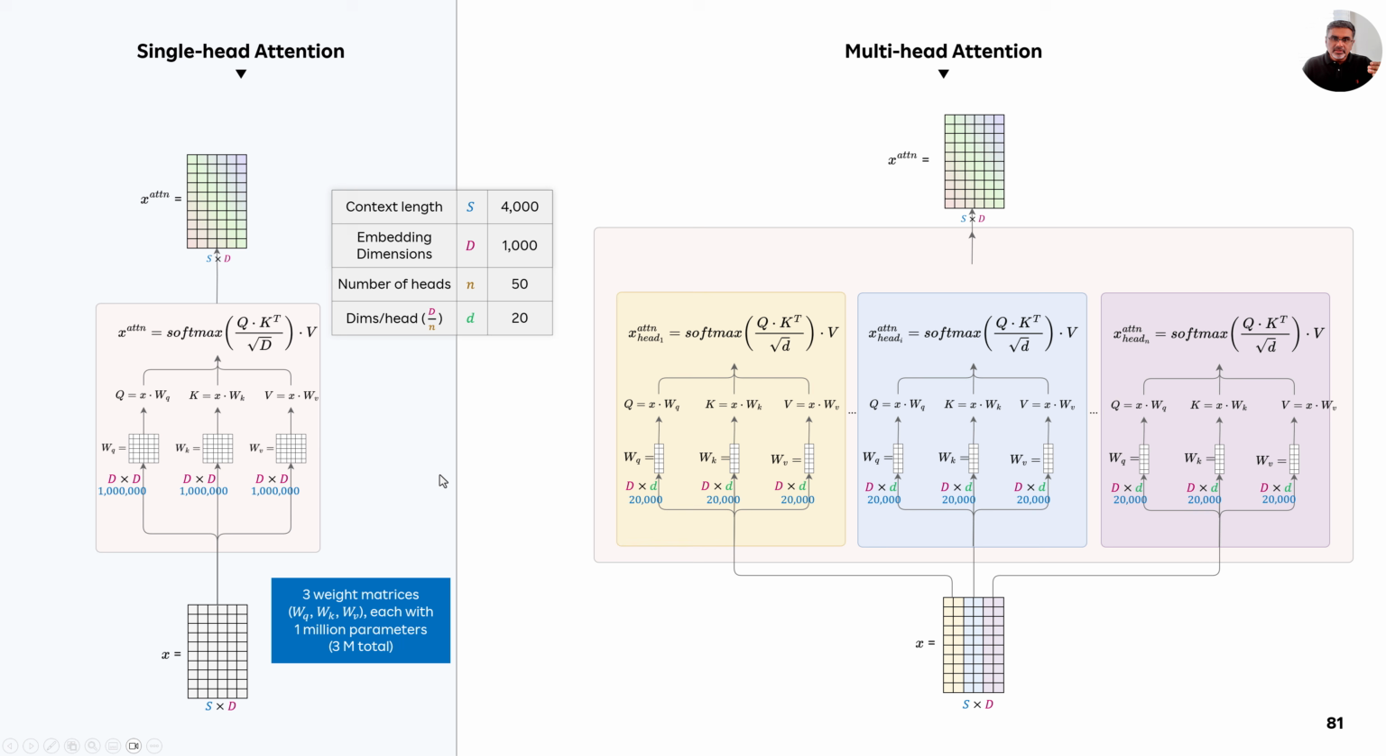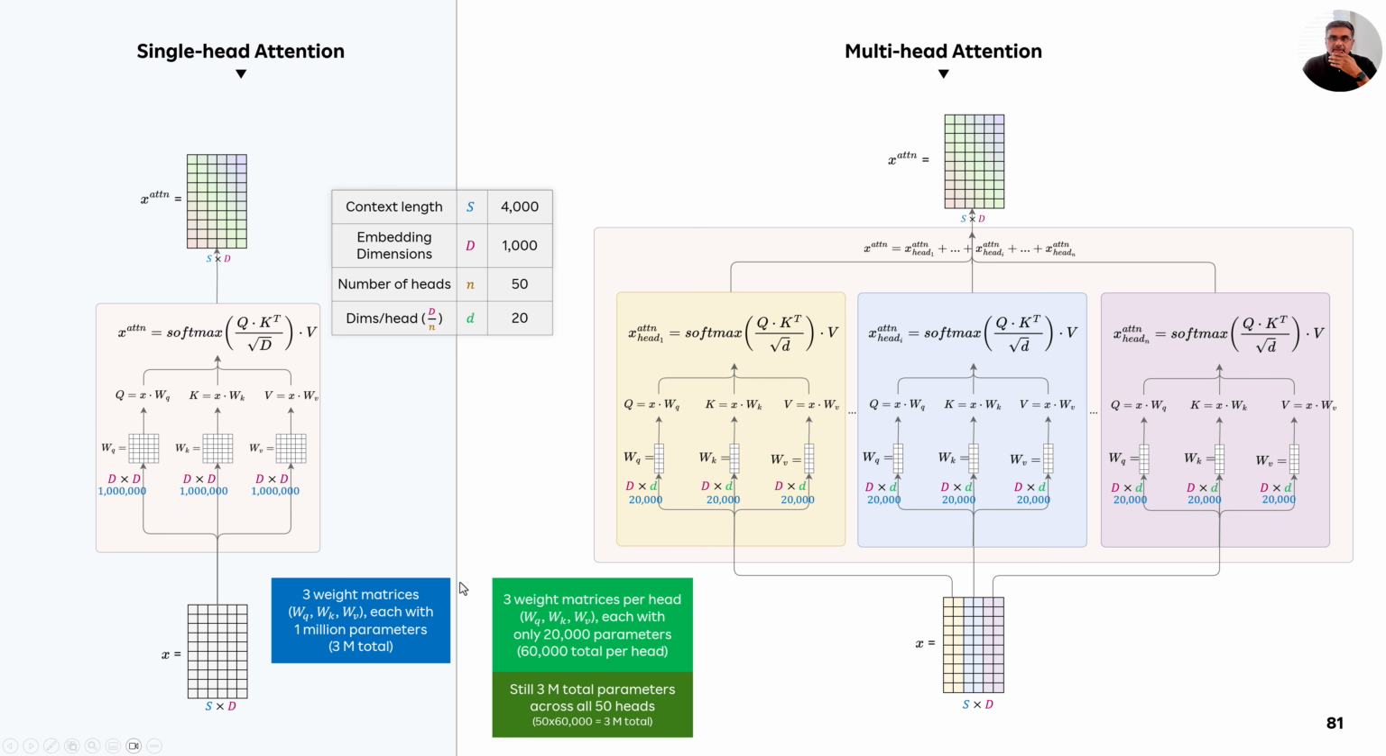Now, even in this multi-head attention, let's go back to this picture. You do have 50 heads, if you take this table. Each of those heads is only seeing 20 dimensions at a time, so you're seeing a smaller sliver of the total dimensions. So each of these weight matrices is going to be what? Capital D cross smaller d, dimensions per head. It's 20,000. So each of these weight matrices is 20,000 weights, versus each weight matrix in the single head attention, which is a million weights.